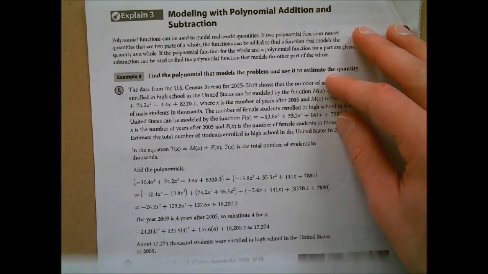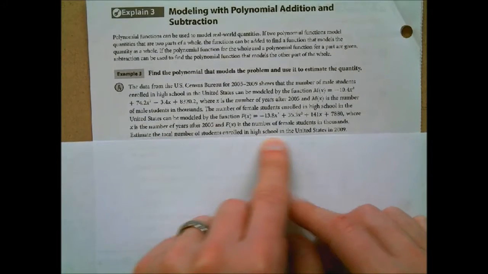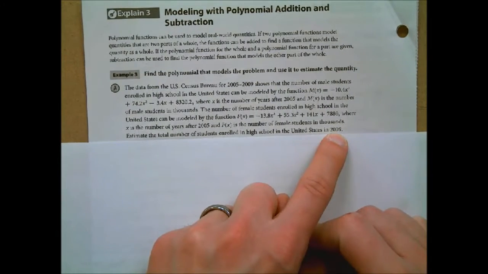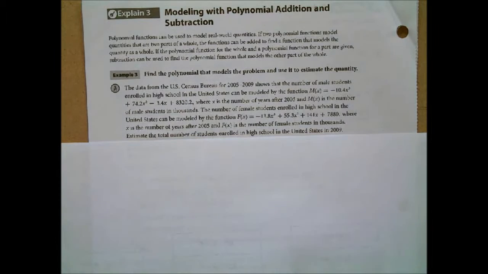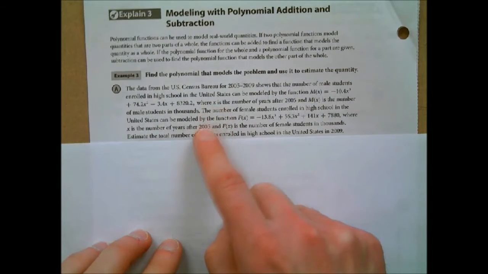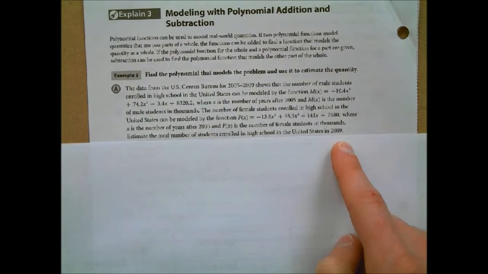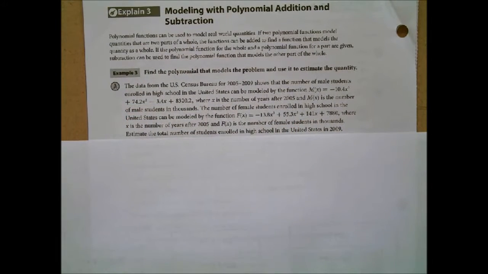Okay? If we wanted to estimate the total number of students enrolled in the year 2009, once we added them, what number would we plug in for x? 4, right? 2009 is 4 years from our starting point, 2005. X is the number of years after 2005, so 2009 is 4 years later. You plug in 4 once you add these two things together. That's it. It's a long paragraph of words there, but it's the same idea.